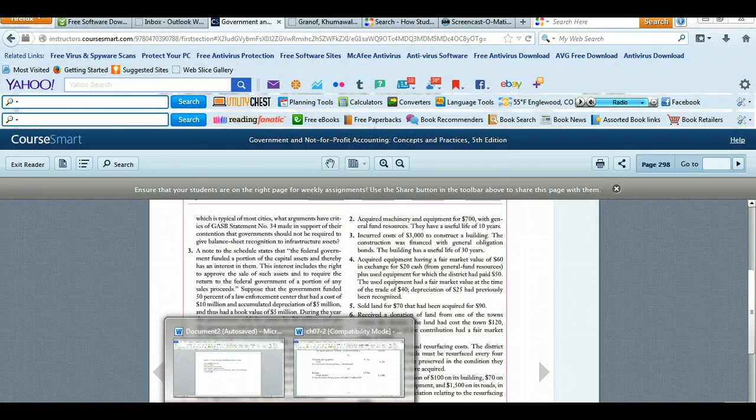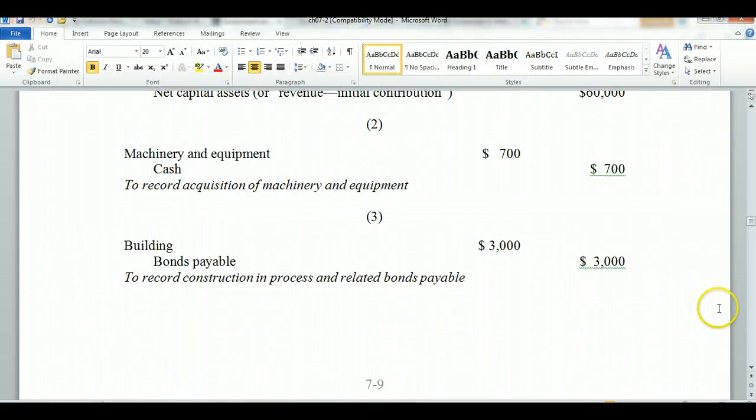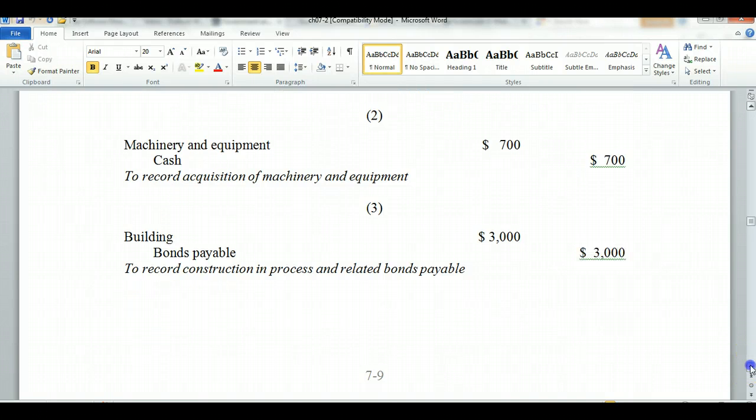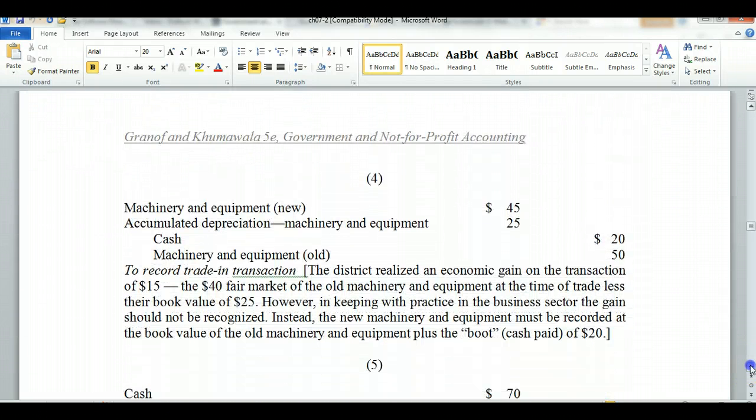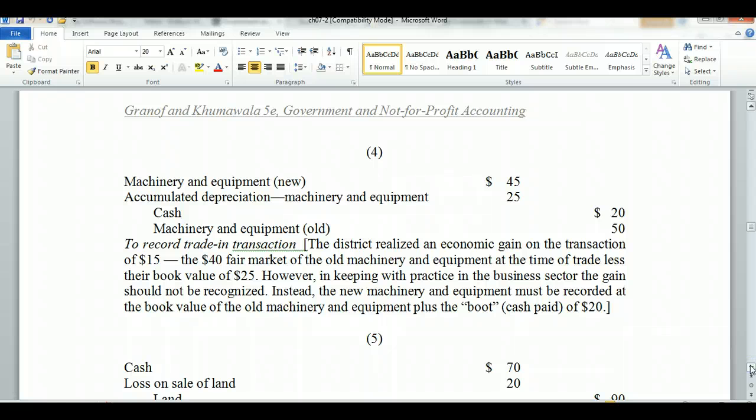It did acquire equipment worth a fair market value of $60, but this was a trade-in. Therefore, when we are dealing with trade-ins, we don't recognize gain in this transaction. We record that new equipment based on what we actually paid for, or the exchange that occurred. So we know the cash was $20. That was what we also call boot that was paid. And then we want to take off the books the piece of equipment we traded in.